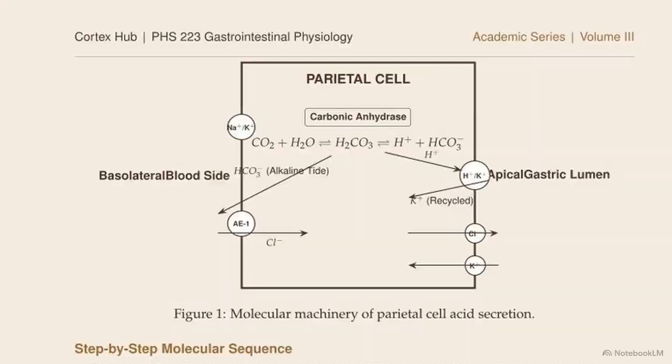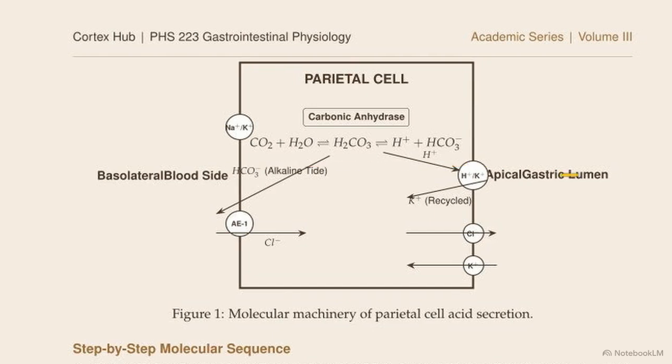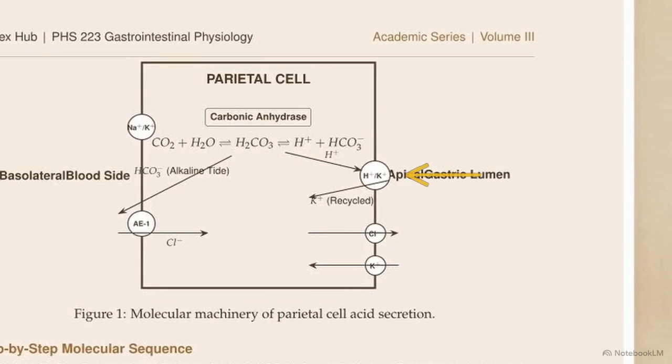This diagram illustrates the mechanics of acid secretion, starting intracellularly. Carbonic anhydrase catalyzes the hydration of carbon dioxide in water, yielding carbonic acid. This immediately dissociates into a free proton and a bicarbonate ion. That newly generated proton is actively extruded across the apical membrane into the gastric lumen by the proton pump, the H+K+ ATPase. This pump consumes ATP to force the proton out while importing potassium. Chloride then follows passively through apical channels to form hydrochloric acid.